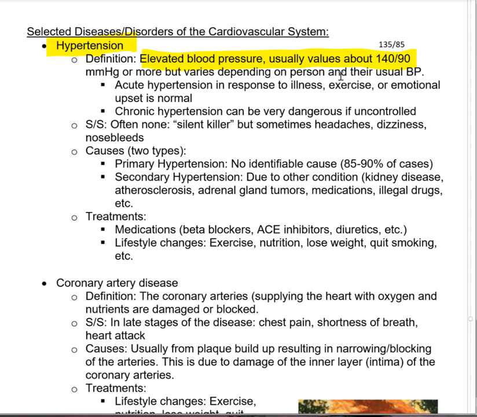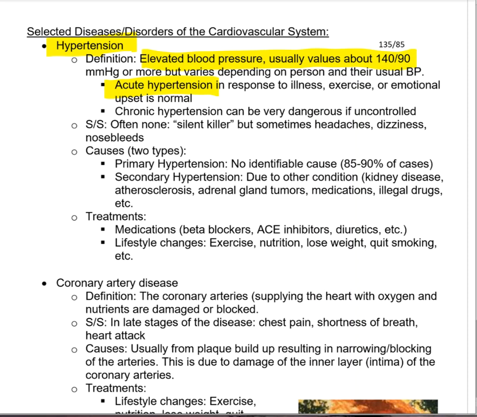So, but it does vary. Some people are just born with slightly higher blood pressure. Some people have very, very low blood pressure. And so if they were 110/70, high blood pressure to them could be 125/80. So we sometimes have acute hypertension, meaning temporary hypertension, in response to illnesses, exercise, like I was just talking about, or emotional upset.